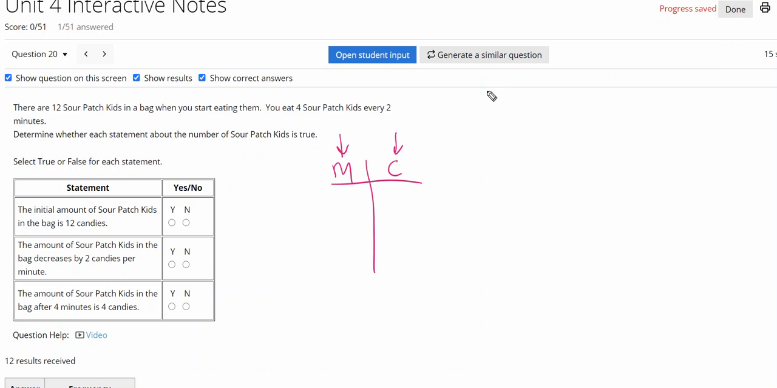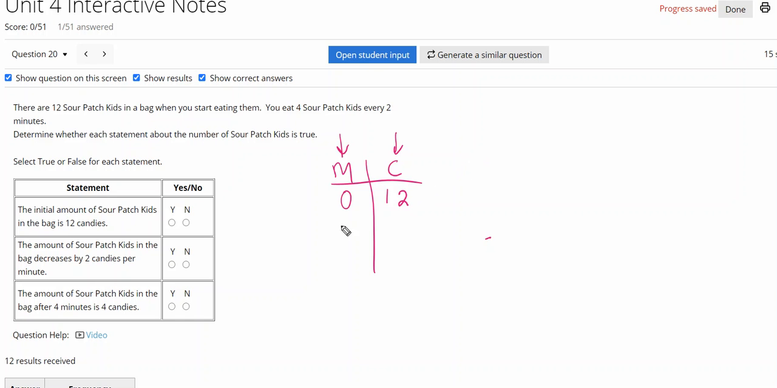Okay? So in this case, if we drew this out, how many candies would we have after, and let's even start with 0. After 0 minutes, how many candies are in the bag? 12. Yeah, we start out with all of them, right? You've got 12 in the bag, so there's going to be 12 at 0 minutes.